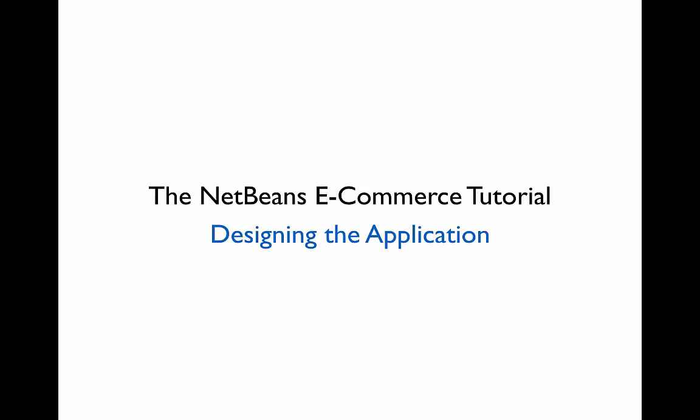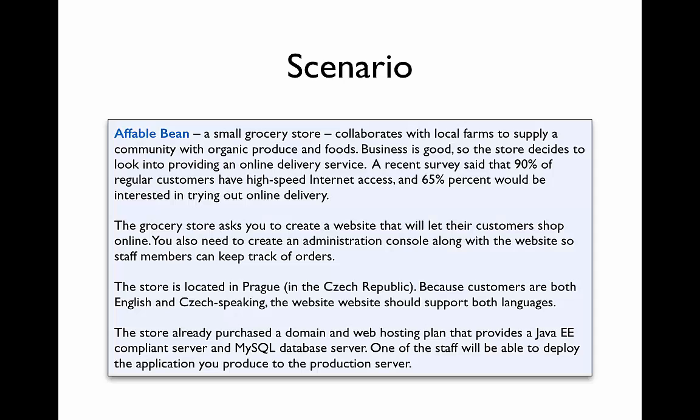Let's begin with the design of the web application that we're going to develop. Here's the starting scenario. There's a small grocery store located in the city of Prague. Prague is a city located in the Czech Republic. The name of the store is The Affable Bean. The store has relationships with local farmers who produce organic produce and other food.